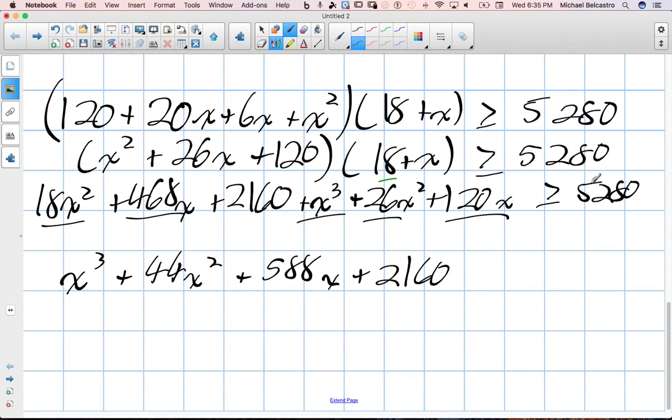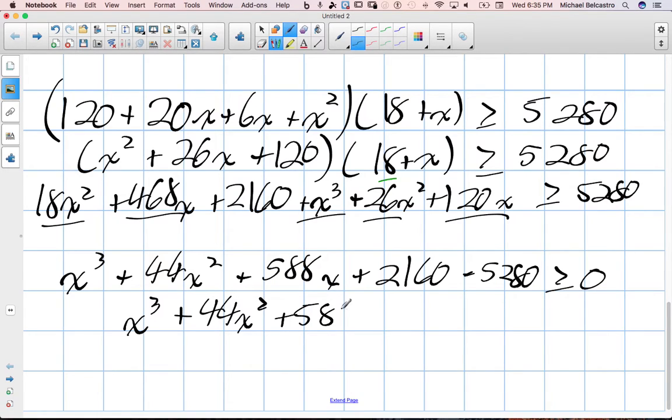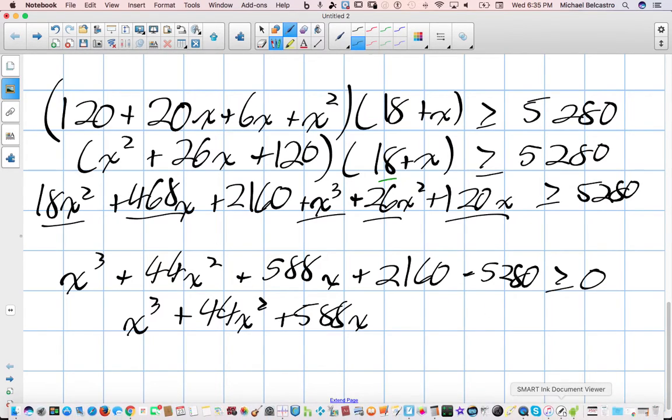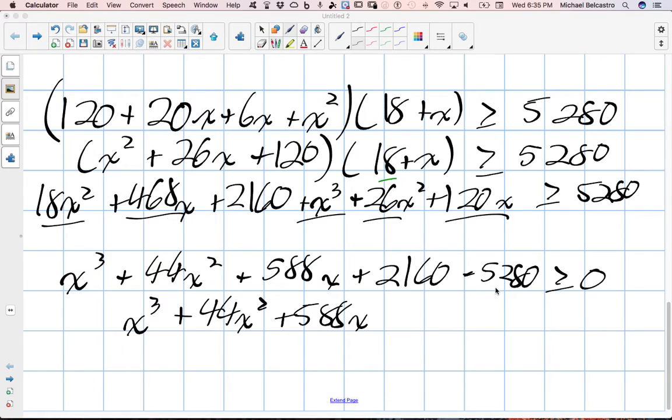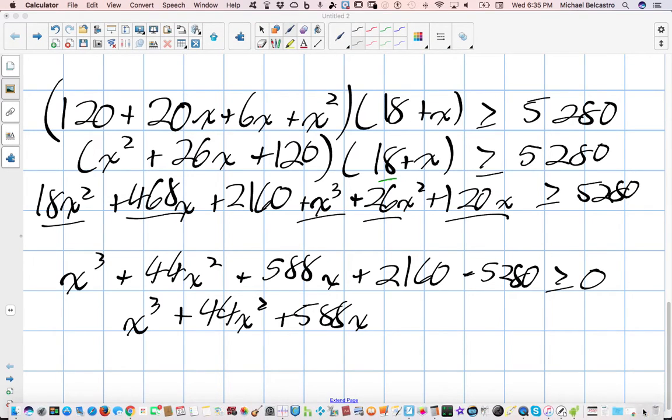And we're going to bring this over. So minus 5,280 is greater than or equal to 0. When I bring it over, we have nothing left on the other side. So this will give us some negative values. So x cubed plus 44x squared plus 588x, and then. Here, I'll check. You got it?